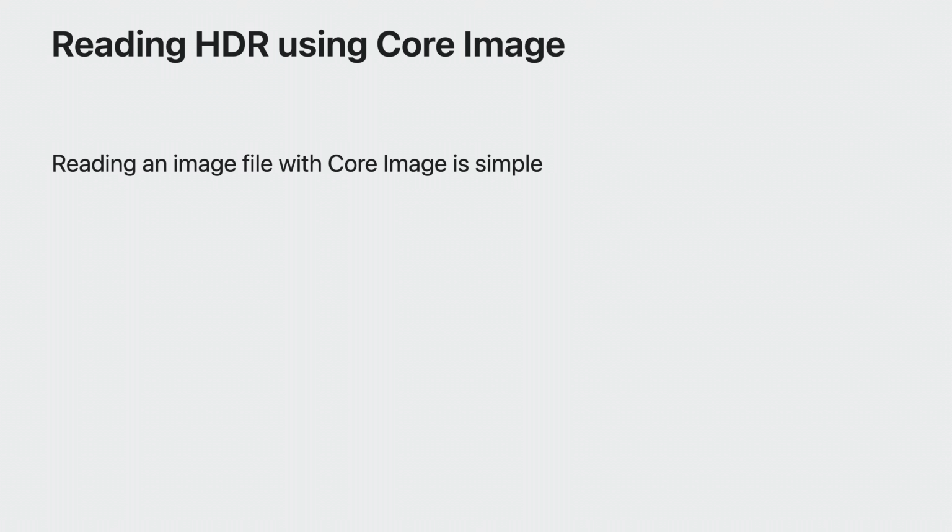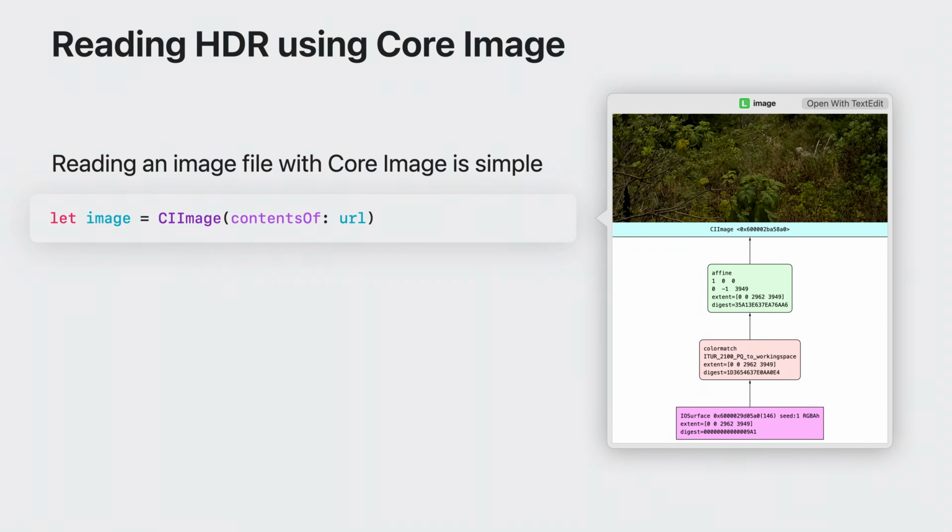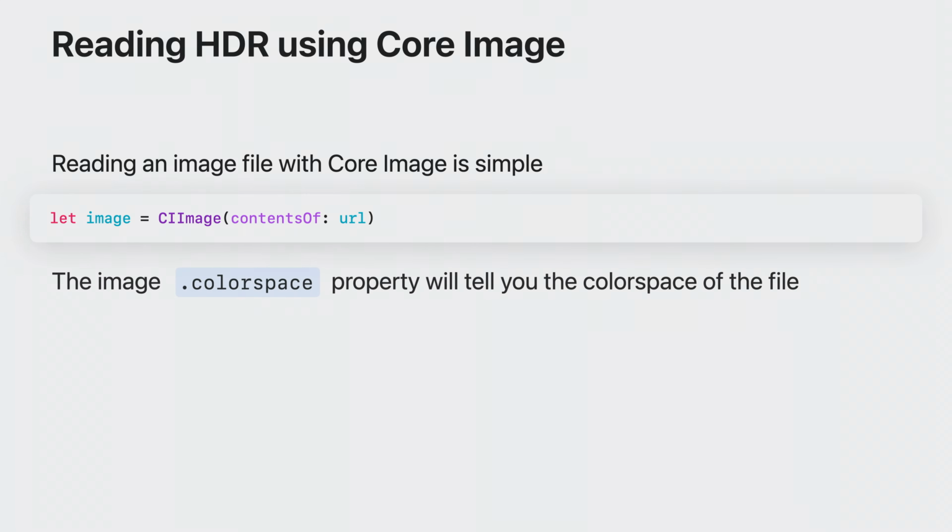Just like with NSImage and UIImage, CoreImage automatically supports reading ISO HDR files. All you need to do is use the CIImage contentsOfURL API. The resulting CIImage object will automatically contain the correct recipe to convert from the file's color space to the CoreImage extended range working space. You can inspect the image object's recipe by using Xcode's Quick Look feature when debugging your code. In this example, the Quick Look popover shows that the image is converted from the PQ ISO HDR color space. Your code can also get the colorSpace property to inspect the color space of the file.